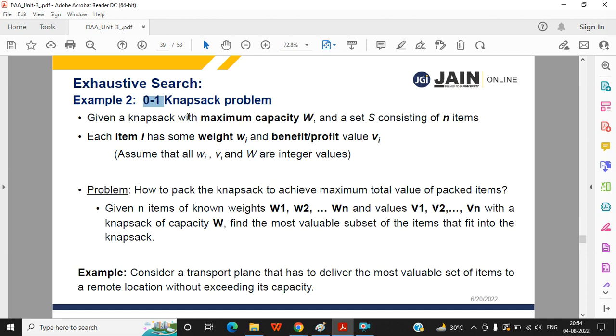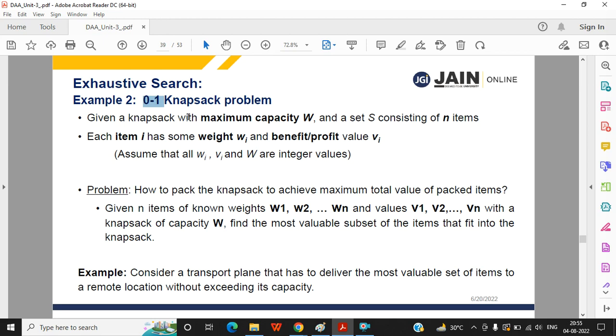What is a knapsack? Knapsack is basically, as I told you last day, the bag of a thief. Suppose a thief is there, and he must have a bag while he is in his job, taking small items with high value.